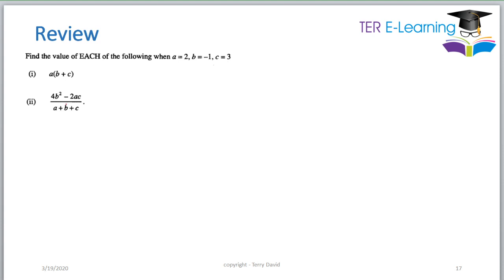So, in this first part, they've given us some values. They said A is equal to 2, B is equal to -1, and C is equal to 3. And they want us to find the value of each of these things here. So the first one, A multiplied by B plus C. So A is 2, B is -1, and C is 3. So this is the same as saying 2 minus 1 plus 3 is 2. So therefore this answer here is 4. So all you're doing is substituting what A is, what B is, and what C is.